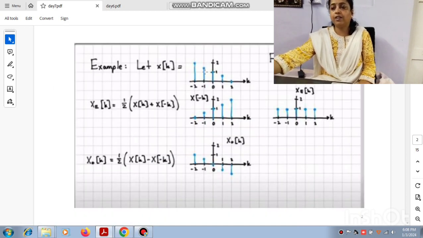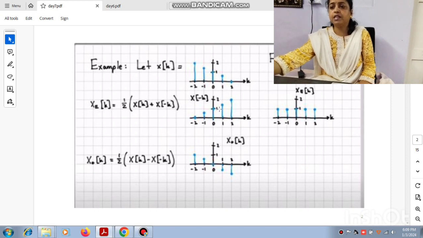Here a signal is given, this is the original signal. If we want to decompose the signal into its even and odd parts, we can write the folded version of the signal. As I already mentioned, the time folding is with respect to the y-axis. With respect to the y-axis, whatever samples are on the right hand side will go to the left side, and whatever samples are on the left side will come to the right side. Here this is the signal x of k, and this is x of minus k, the folded version.